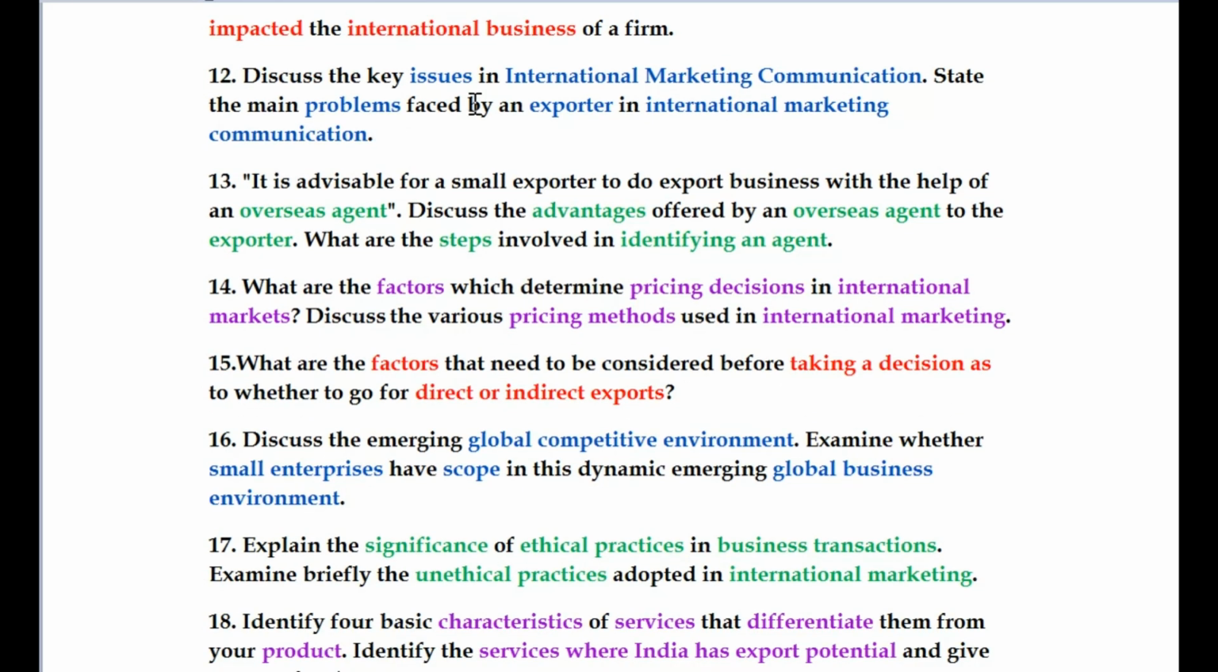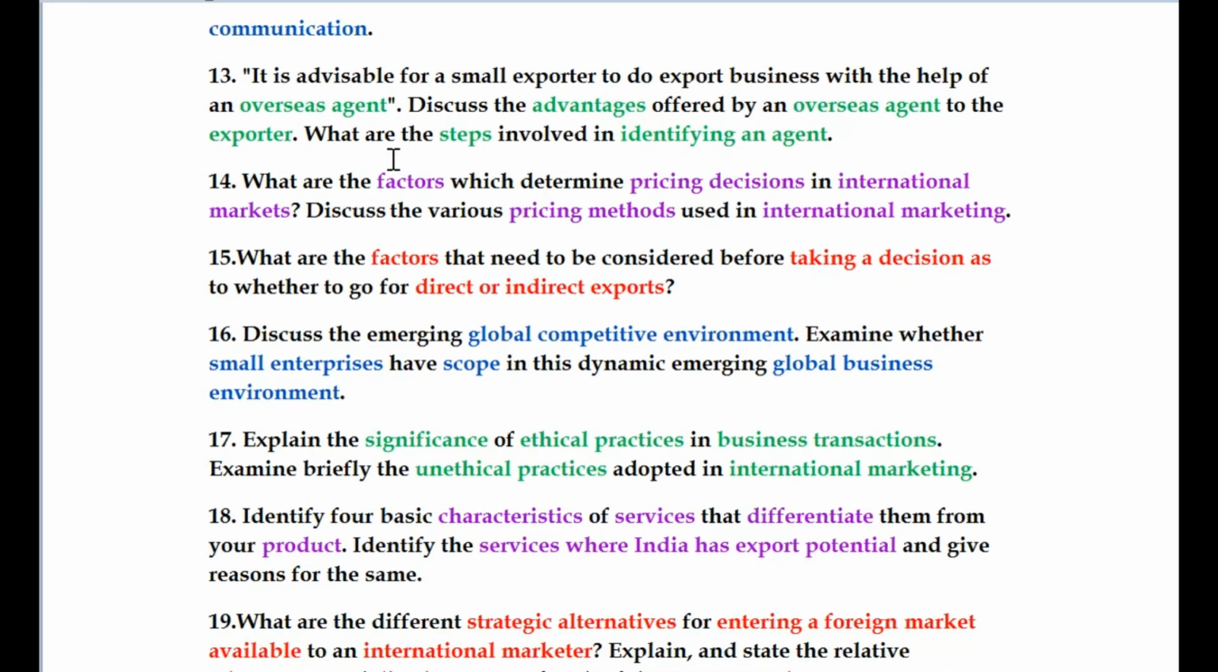The next question is on issues in international marketing communication and what are the problems faced by an exporter in international marketing communication. The next question is on overseas agent and what are the advantages offered by an overseas agent to the exporter and what are the steps involved in identifying an agent.